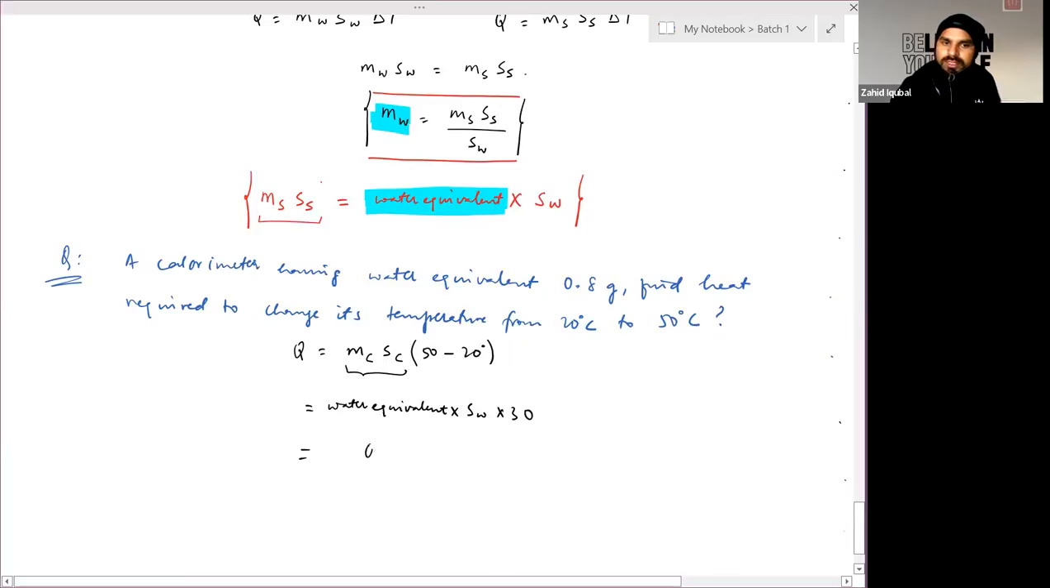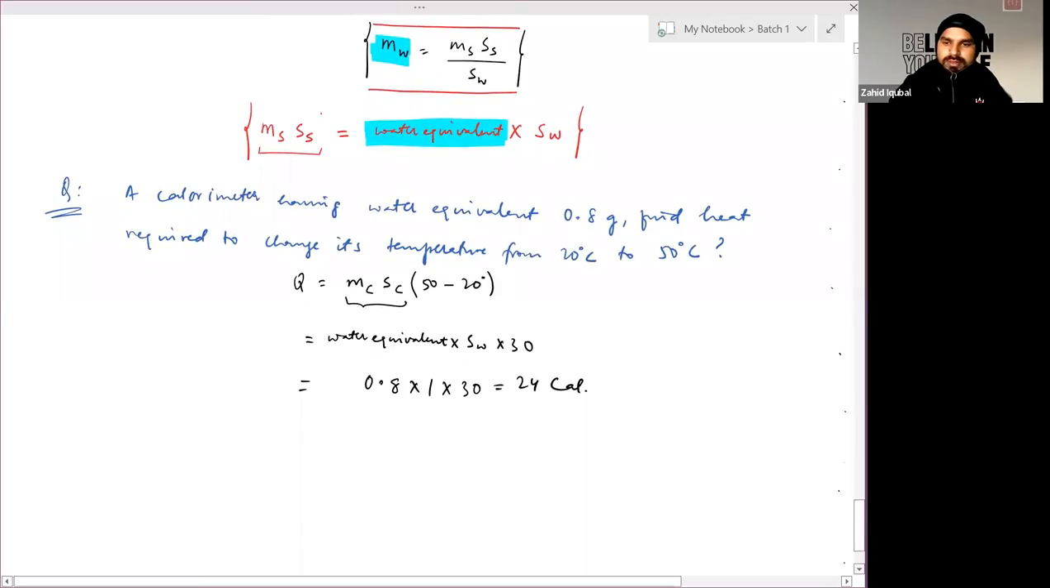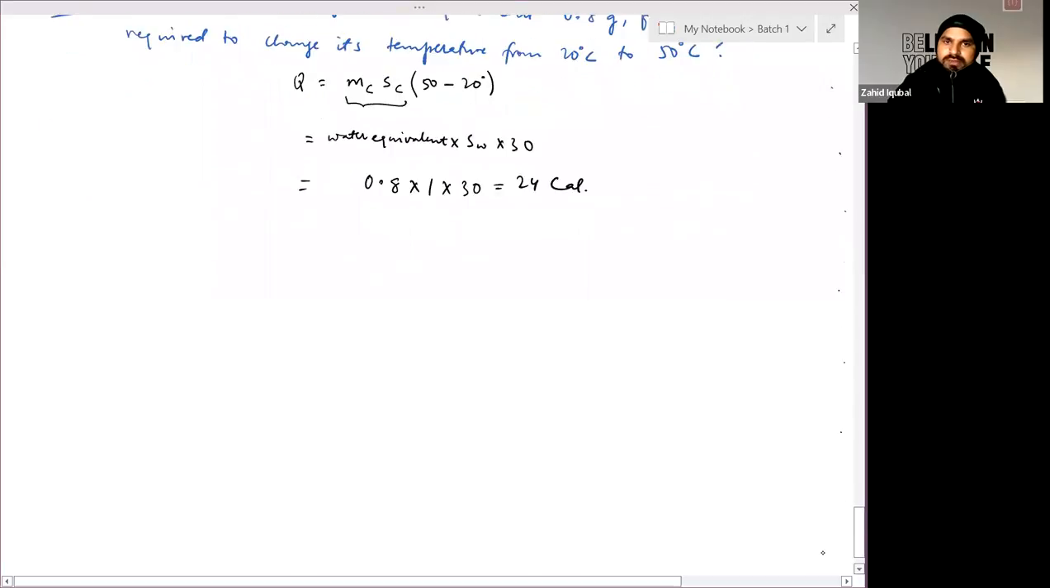We have water equivalent. Check the unit, Hiba, 0.8 gram. Specific heat capacity of water is 1, multiplied by 30. So it will be 24 calorie. Okay. So this is all about calorimetry and transfer of state.